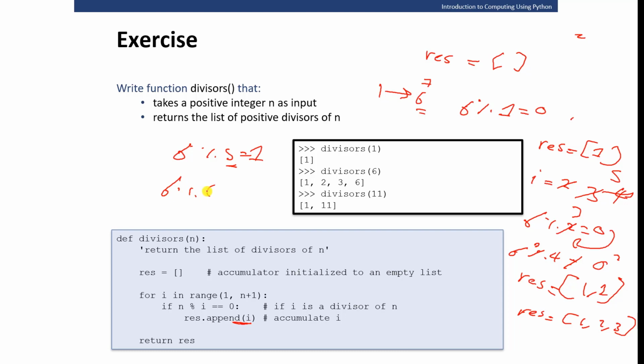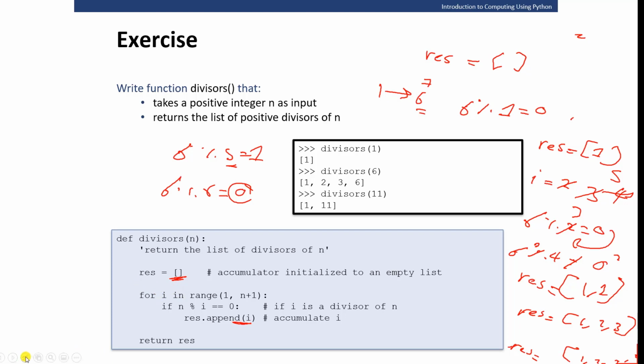Now I'm going to reach 6. 6 mod 6 is equal to 0, because the answer is 1 and the remainder is 0. Therefore, my new result will equal 1, 2, 3, and finally 6. So remember, when we would like to do a list concatenation, we should use an empty list. I hope this is clear for you guys.